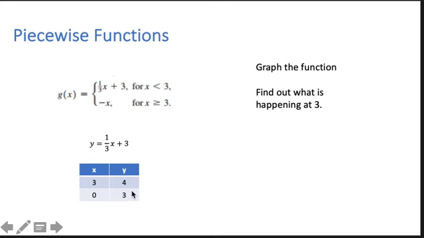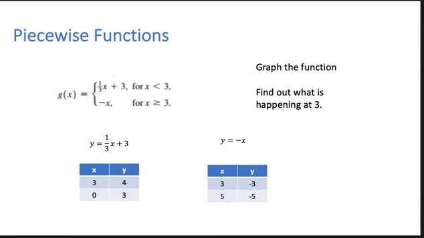Okay, I have to do the same thing with the second piece. Now, I have to plug in 3 because remember, I have to know what's happening at 3. So I'll plug 3 in, and then I picked an arbitrary number that was bigger than 3. I picked 5. You could pick whatever number you want as long as it's bigger than 3. So if I plug in 3, I get -3.